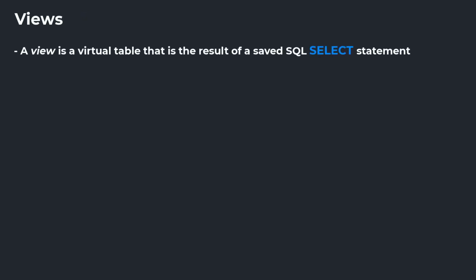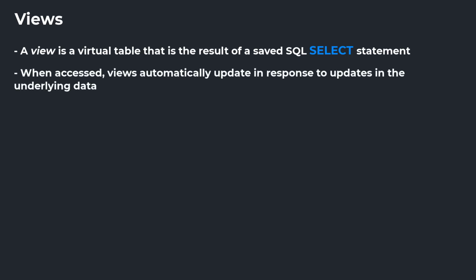Finally, let's discuss saving SQL result sets. In SQL, a view refers to a table that is the result of a saved SQL select statement. Views are considered virtual tables, which means that the data a view contains is not generally stored in the database. Rather, it is the query code that is stored for future use.